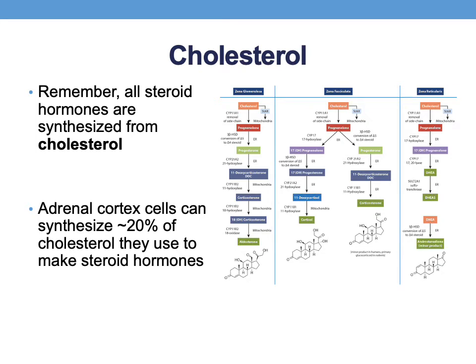Now, cholesterol is the main precursor of all steroid hormones. They're all synthesized from cholesterol. The adrenal cortex cells can synthesize about 20% of the cholesterol they need to make the steroid hormones. So the rest, 80% of the cholesterol that the adrenal cortex needs to produce these hormones, it has to get from circulating blood.